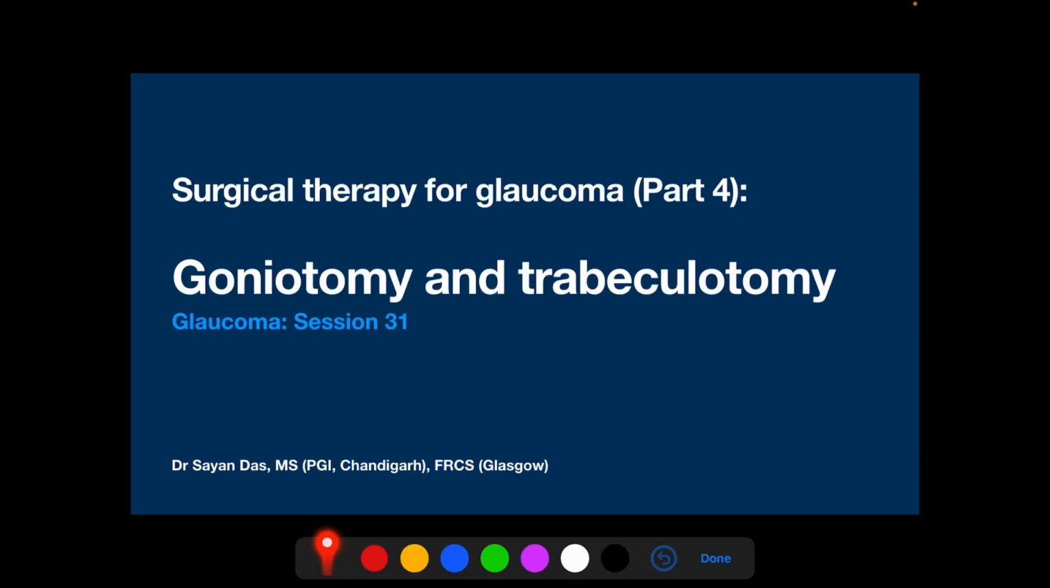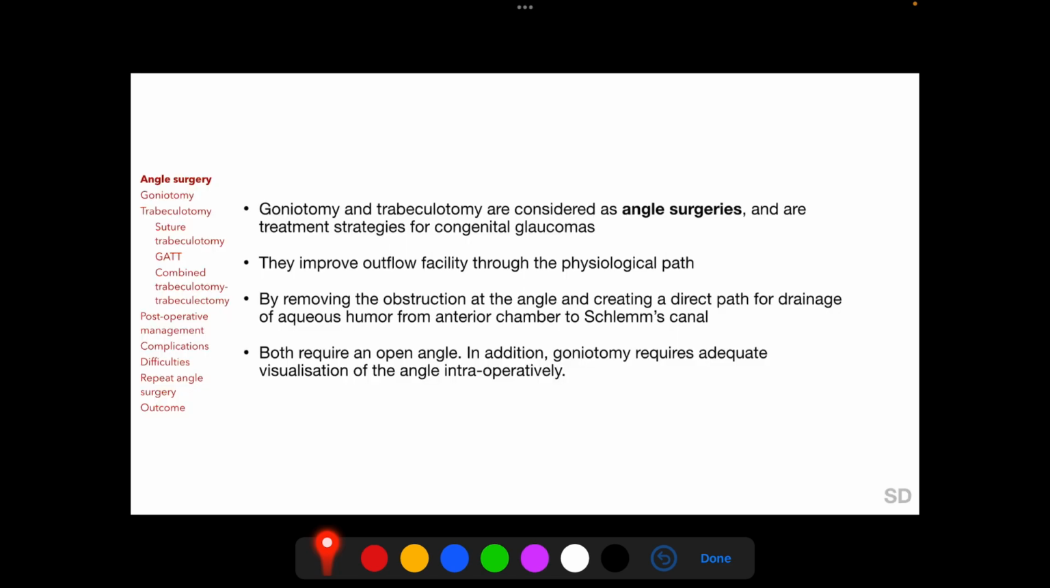Welcome. In this session, we'll be discussing the surgical procedures specifically meant for pediatric glaucoma, goniotomy and trabeculotomy. Goniotomy and trabeculotomy are considered angle surgeries and are treatment strategies for congenital glaucoma. They improve outflow facility through the physiological path by removing the obstruction at the angle and creating a direct path for drainage of aqueous humor from the anterior chamber to the Schlemm's canal.